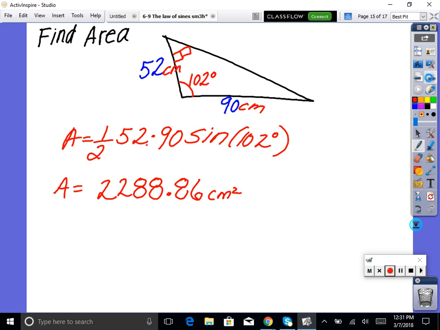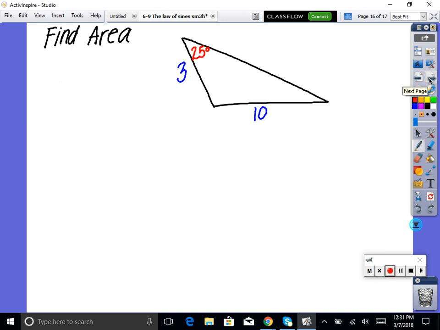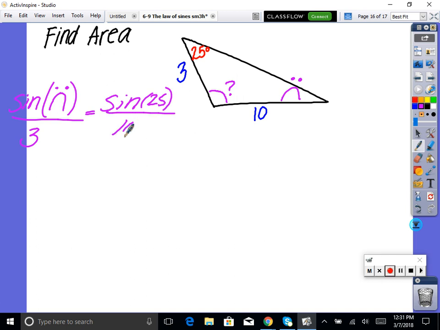Now, here's the thing though. That was easy. What if you're given this picture and they say find the area? Well, first of all, you cannot use this information because it has to be the angle in between. So you say, I need this angle right here, but I can't find that angle if I don't have that side, right? So I can find this angle. I'm going to call it frowny face angle because you have to find that first. So let's set this up. That's an angle. So we would say sine of frowny face over the side across from it equals sine of 25 over the side across from it.